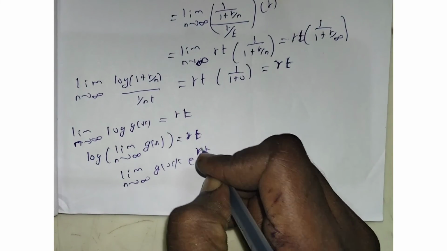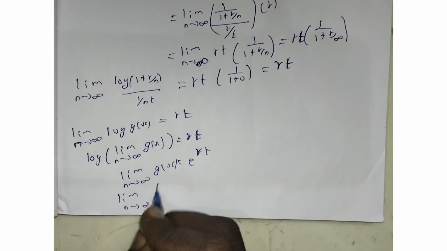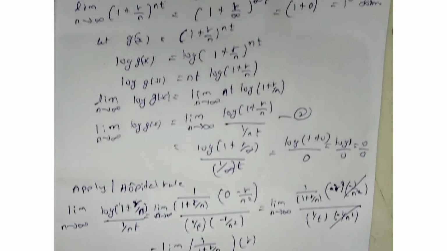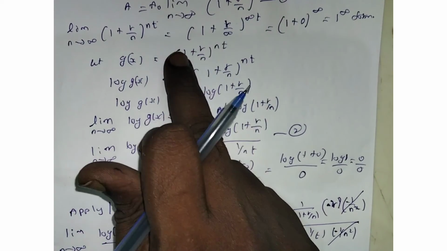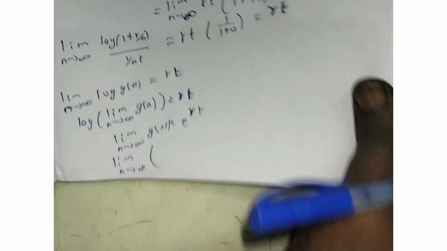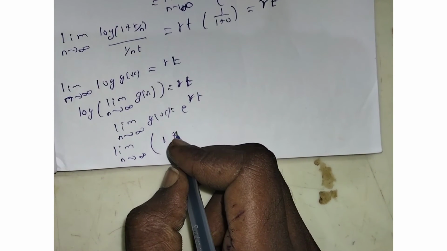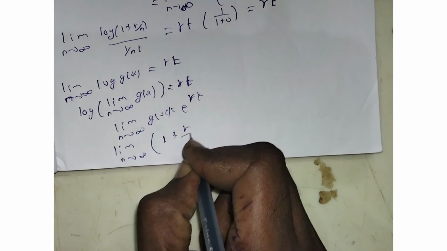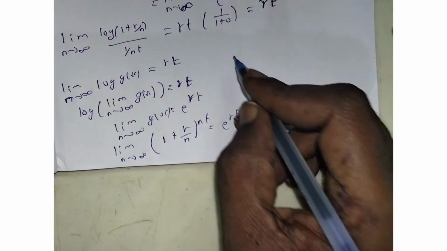So instead of g of x, what are we going to write? The limit n tends to infinity. Already we have g of x equal to 1 plus r by n, the whole power nd. So take the value and replace it by g of x. So we can write 1 plus r by n, the whole power nd, equals e power rd.